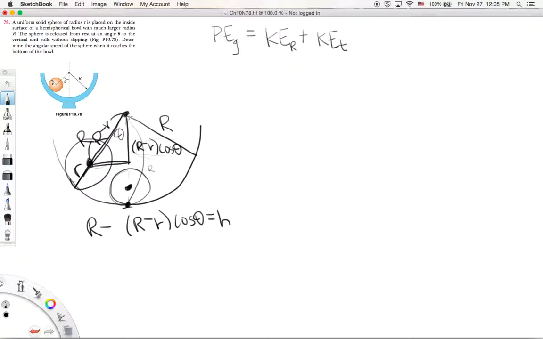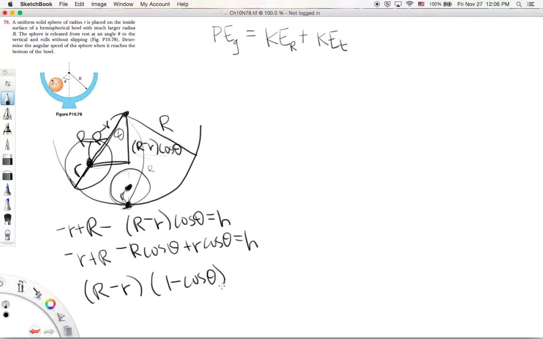So when we do big R minus that length, we'll get the height relative to this point here, but we need it relative to this point here, and this length is small r, so we're going to subtract small r, because the height is going to be shorter. So if we expand this, it'll be negative r plus big R minus r cosine theta plus small r cosine theta equals h. And if you simplify it, it'll be big R minus little r times 1 minus cosine theta. And that's going to equal our height.